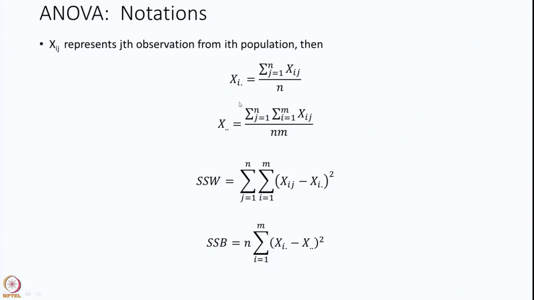We again go through the notation. Xi dot is summation j equal to 1 to n of Xij over n. This is like a laboratory average, the ith group average, the ith population average. X dot dot is the grand average, which is the summation over j from 1 to n and i from 1 to m of Xij, divided by nm. Then the within-group sum of squares, SSW, is given by Xij minus Xi dot, whole squared, summed over i and j. And the between-group sum of squares, SSB, is given as n multiplied by the summation i equal to 1 to m of Xi dot minus X dot dot, whole squared. This is the same procedure that we used previously.